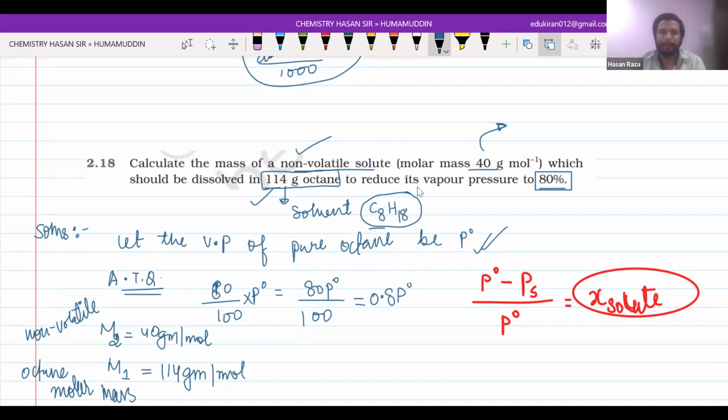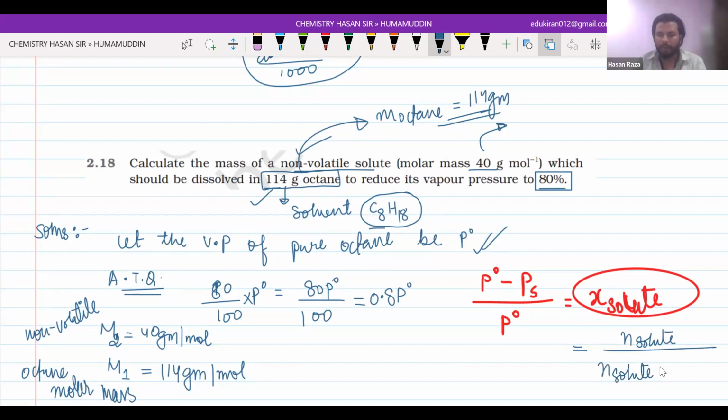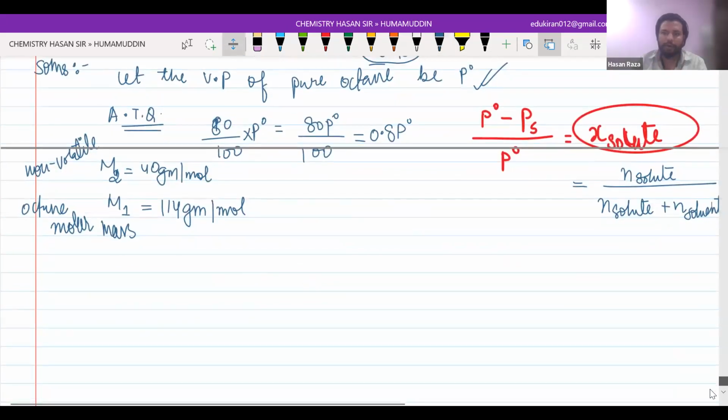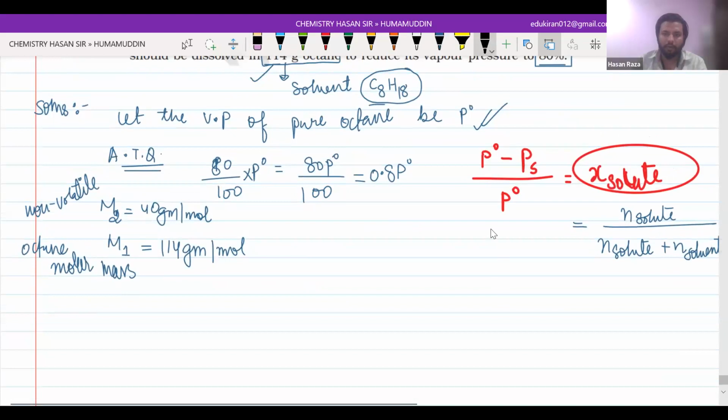And one more thing is that the given mass of octane is 114 gram. That is given in the question. Now, mole fraction of the solute has a formula: number of moles of solute upon number of moles of solute plus number of moles of solvent. Are you aware of this? Yes, sir. Now, here comes the important concept of this question.